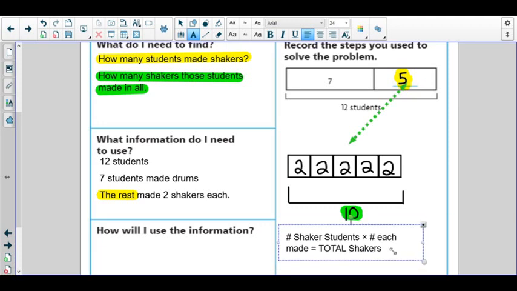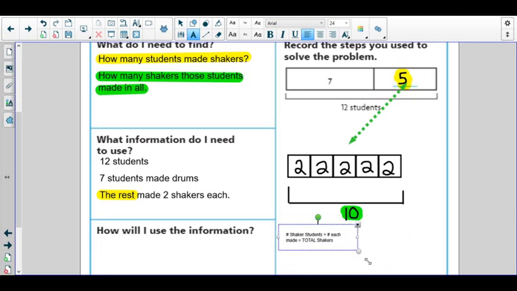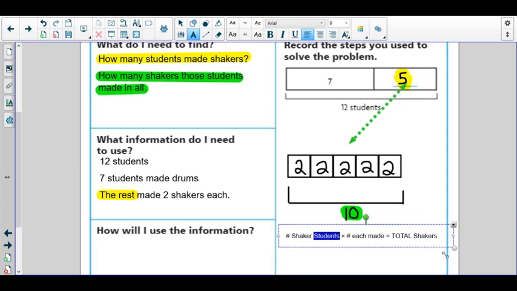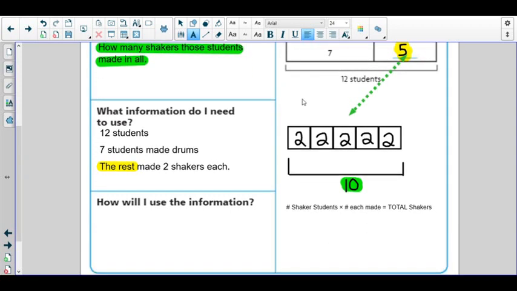So let me show you how we can write this into an equation. Don't go too small on me. There we go. So how did we find the number of students that made the shakers? Well, first of all, we knew that there were 12 students, and we knew that 7 of those students made the drums. So the 12 minus the 7 gave us the 5, the number of students that were making the shakers.